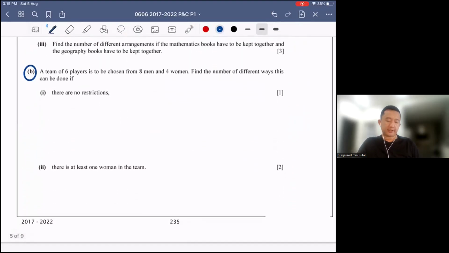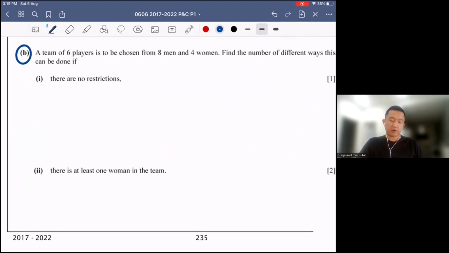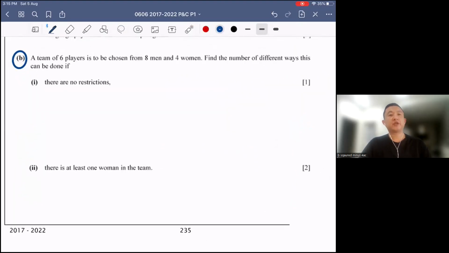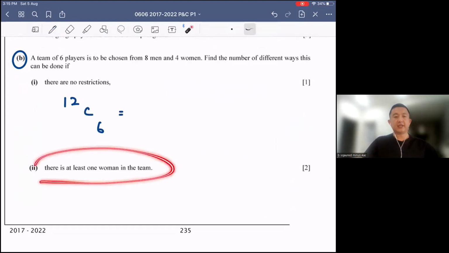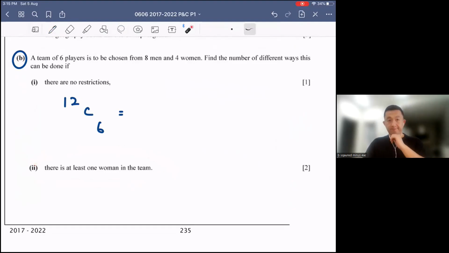Okay, same thing. Okay, this is a bit special. A team of 6 players is to be chosen from 8 men and 4 women, total 12. You're going to select 6, so 12C6, no restrictions. 12C6, okay, you figure out. Okay, I want to talk about this. There's at least 1 woman in the team. 12C6, 8 men, 4 women. At least 1 woman. Think about it.